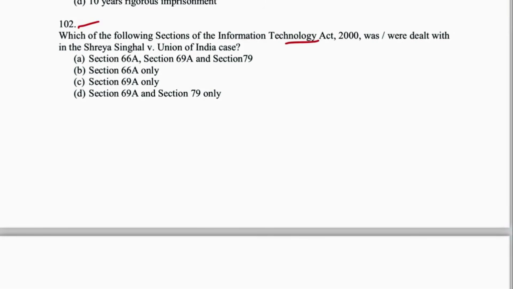Next, 102. Which of the following sections of IT Act were dealt with in Shreya Singhal versus Union of India? 66A, 69A and 79. A is the answer. 66A was struck down as unconstitutional. Other sections were held as constitutional.